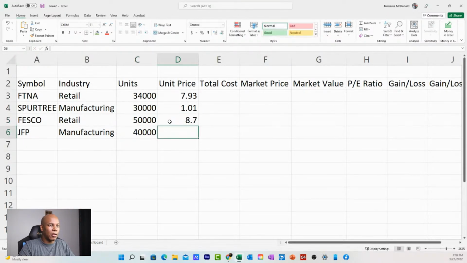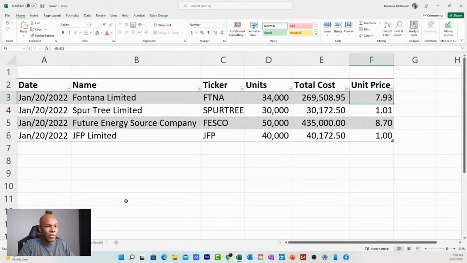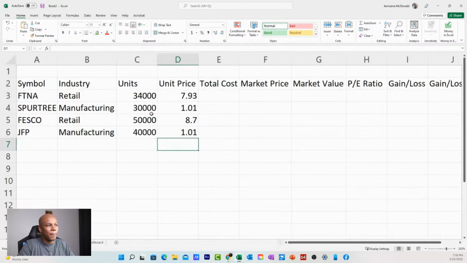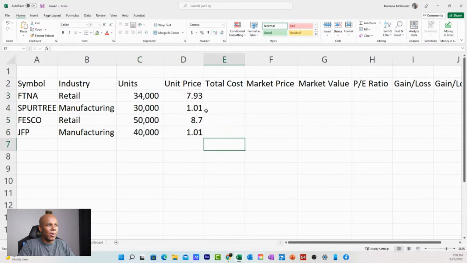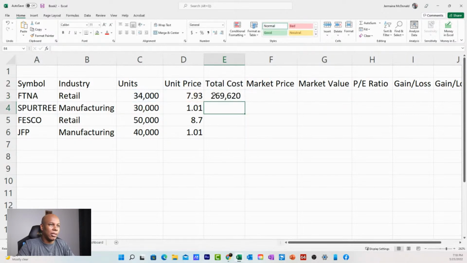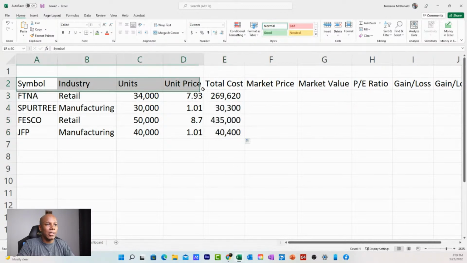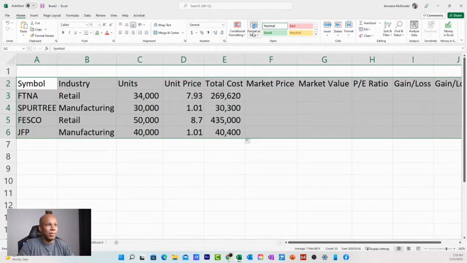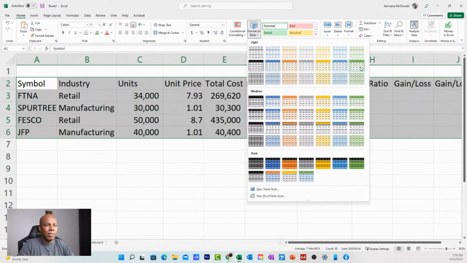$8.70, and I believe this is the same. All right, so I'm just taking these figures from the table that we had before. I'm going to format this because I just like to see it that way. So my total cost here, I can just multiply units by unit price. So that's C3 by D3. If I pull this down, and I'm just going to convert this to a table again, so that it's a little easier to work with.